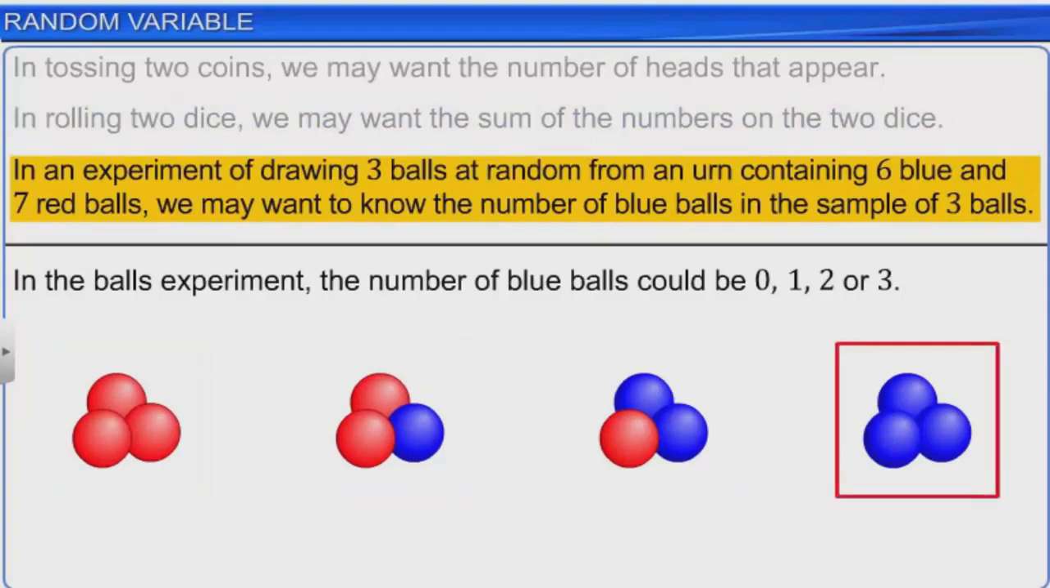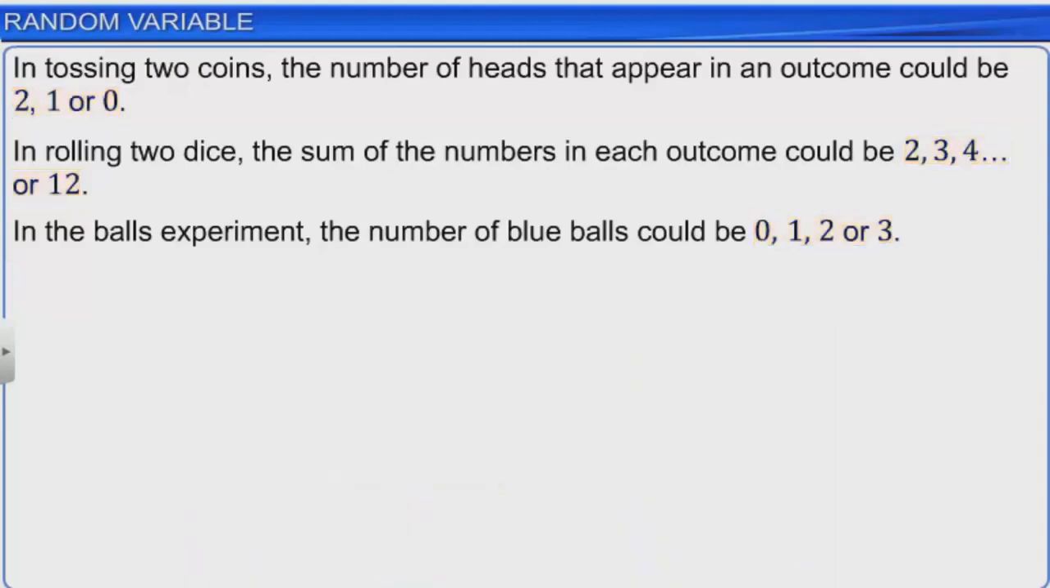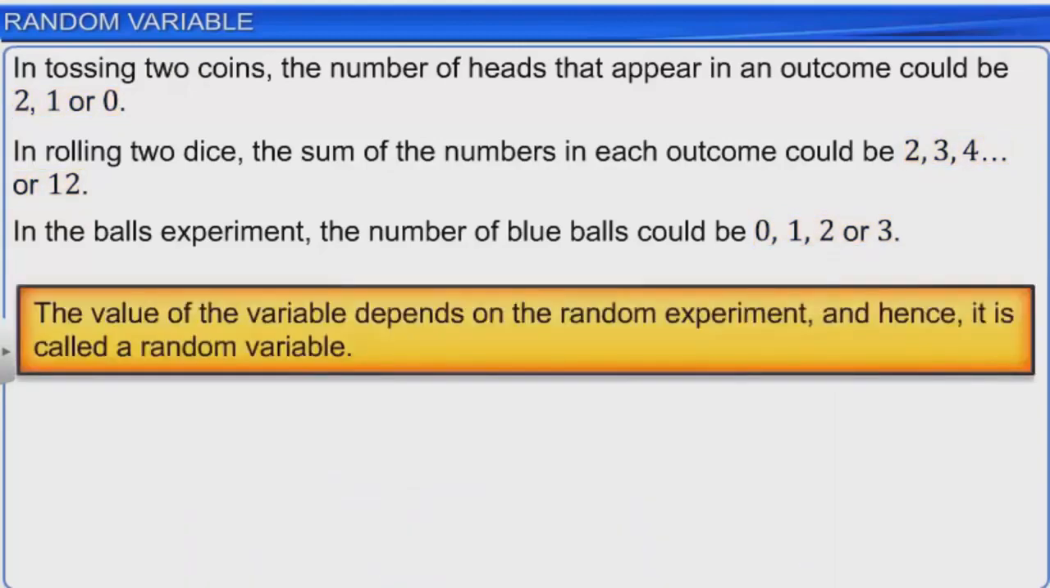In all the cases, the real number associated with each outcome is not fixed. This real number varies depending on the different outcomes of the experiments. In other words, this value depends on the random experiment, and hence it is called a random variable. Generally, it is denoted by the capital letter X.